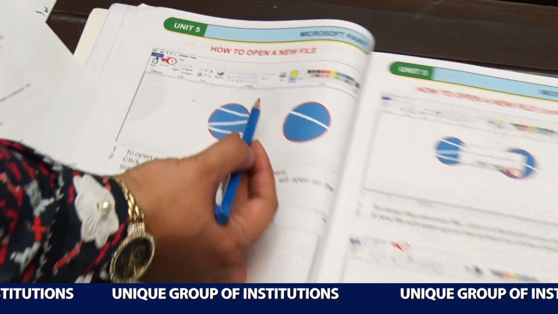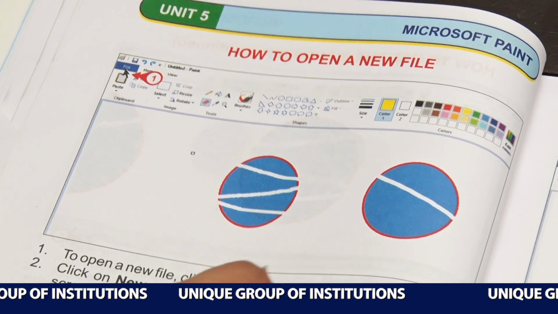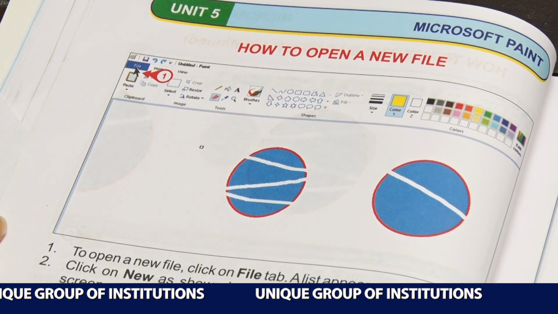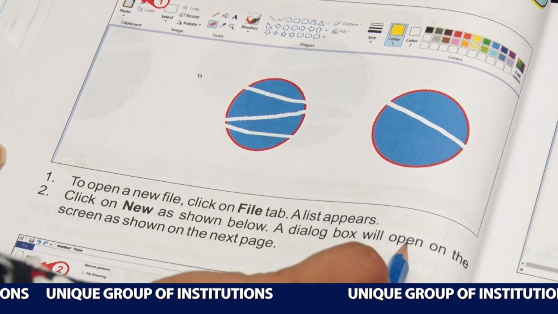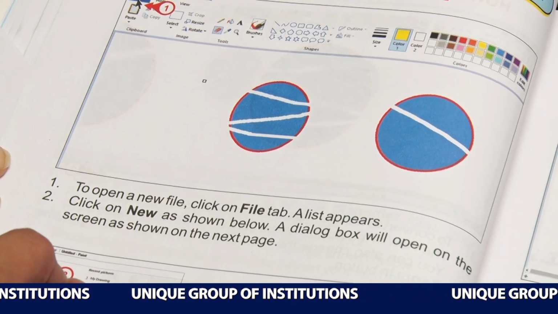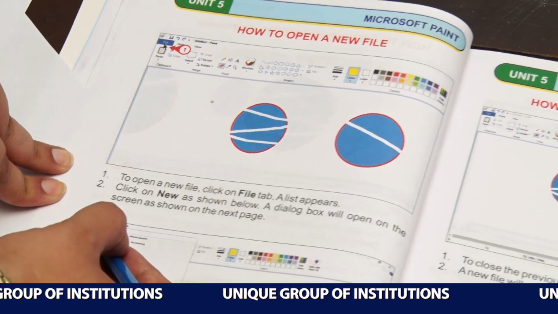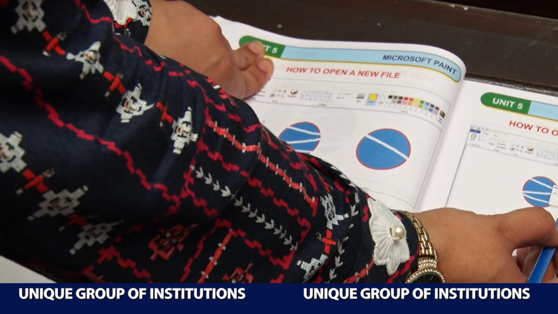How to open a new file. To open a new file, click on the File tab, a list appears. This is the File tab, you have to click on it and this kind of list will appear. Click on New as shown below. A dialog box will open on the screen as shown on the next page. When you find the New option in this list, click on it. You will find a dialog box created on the screen. Now look here. This is the dialog box.